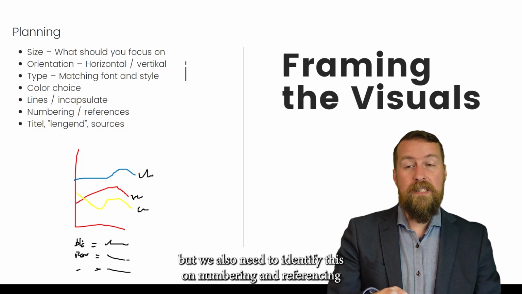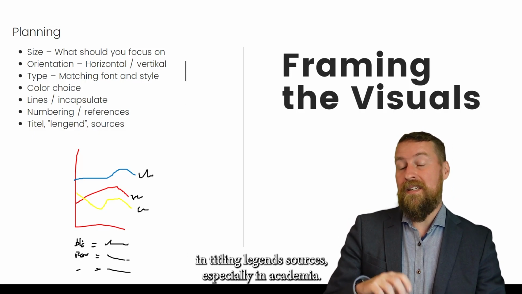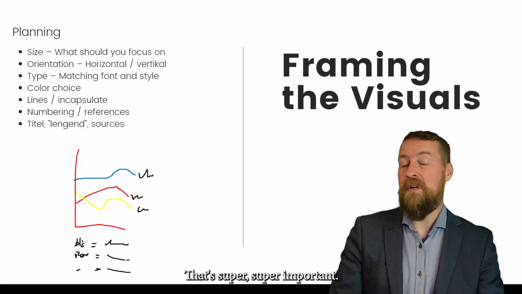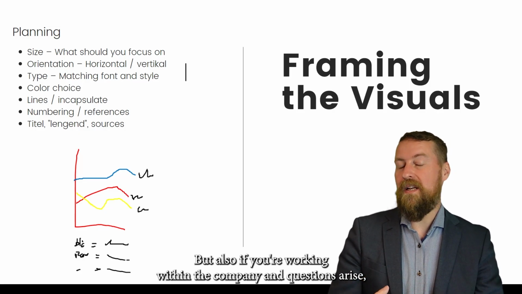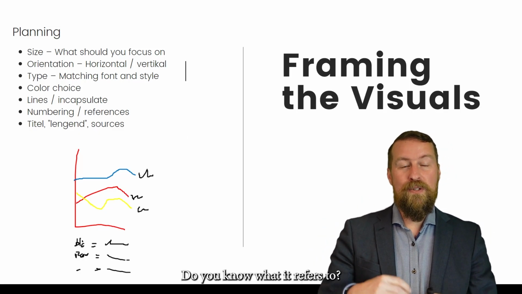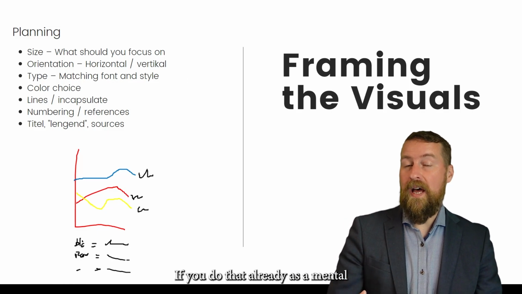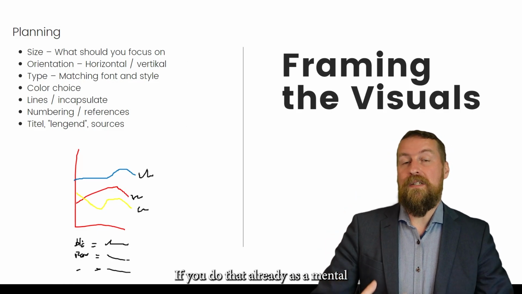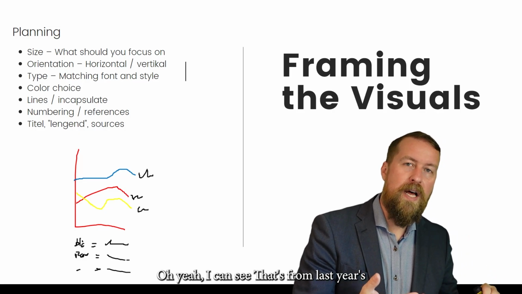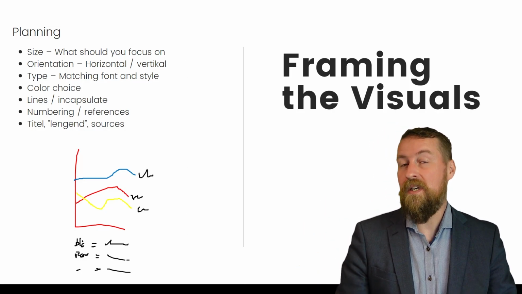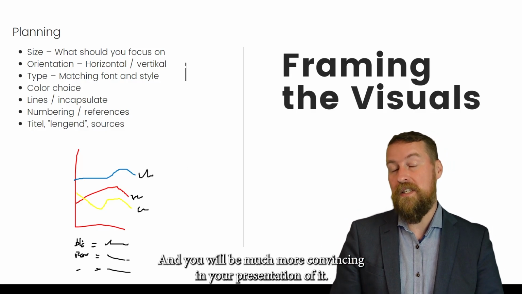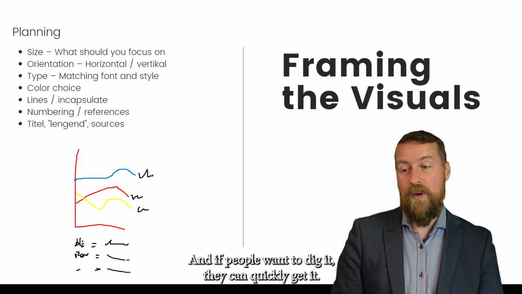What we also need to identify is our numbering and referencing and titling, legends, sources. Especially in academia, that's super important. But also if you're working within a company and questions arise, well, have you written it down where you got the information from? Do you know what it refers to? If you do that already as a mental standard, well, then you're much more safe. And oh yeah, I can see that's from last year's financial report for the Eastern District. Hey, okay, good. Then we're good to go, and you will be much more convincing in your presentation of it. And if people want to dig in, they can quickly get it.